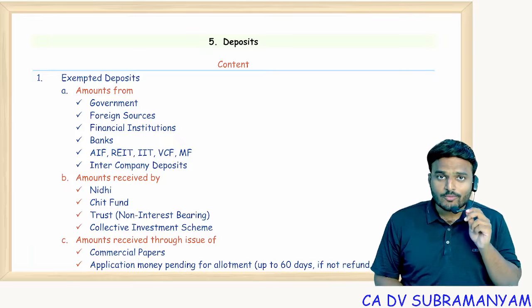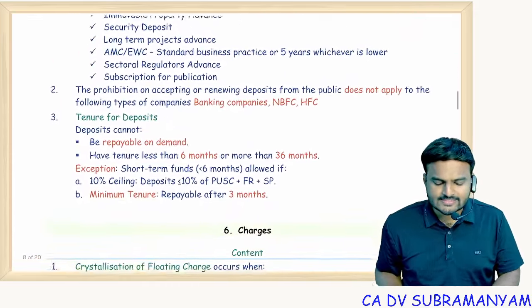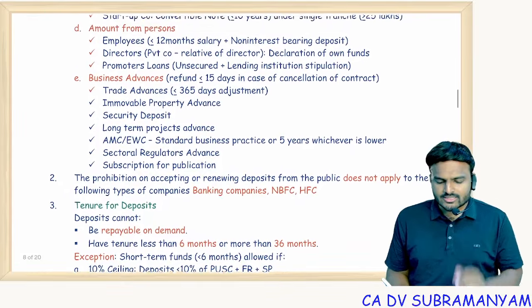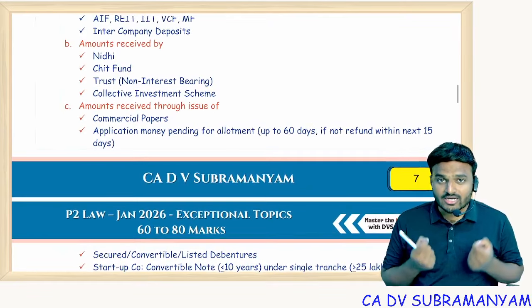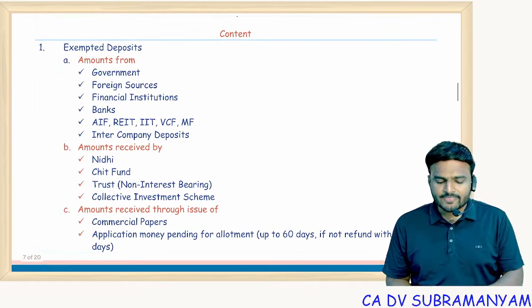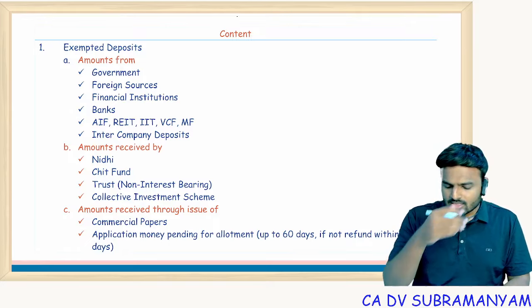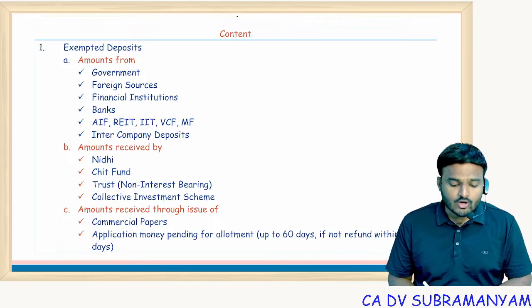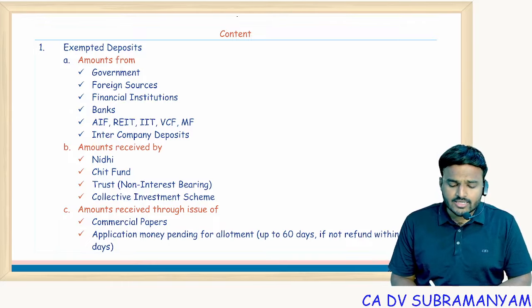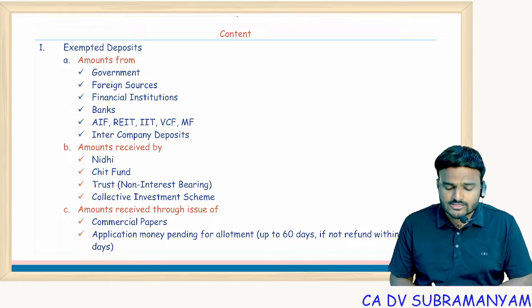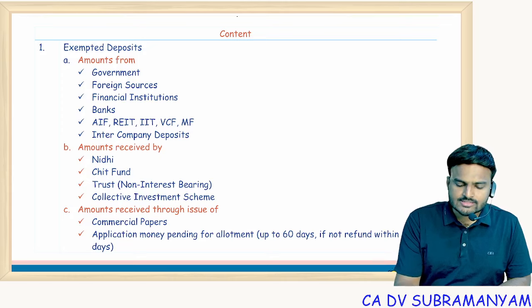And the next topic is deposits. In deposits, I found 3 very exceptional points. In the entire chapter, only exempted deposits had a good and decent weightage. You can see here, exempted deposits, you can easily remember. Loans received from the government, foreign sources, financial institutions, banks, AIF, REIT, InvIT, VCF, venture capital funds, mutual funds, and intercompany deposits are all exempted deposits.